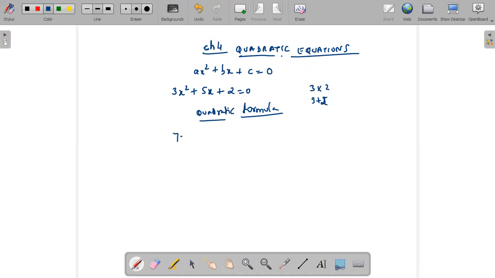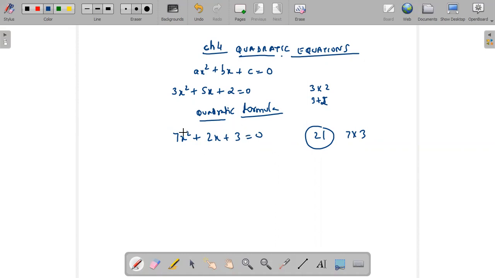Let's say we are having an equation 7x squared plus 2x plus 3 is 0. Okay, 7 into 3 is 21. When you add, you will never get 2. The product is 21. We can get 7 into 3, but on adding, we should get 2. So we cannot do this by splitting the middle term.